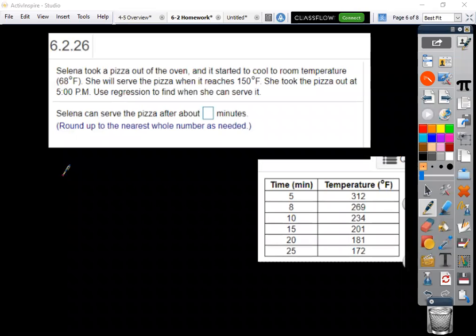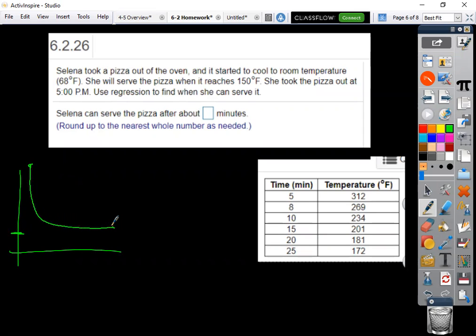All right, so we're making some pizza here. And Selena takes pizza out of the oven and then it starts to cool. So this is the classic cooling, whether it's pizza or coffee or hot chocolate, whatever. It starts at a temperature, and down here is my room temperature. When you think about it, it can never get colder than that if it's just sitting out, so that becomes an asymptote.